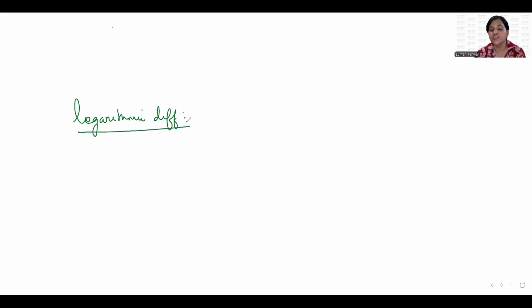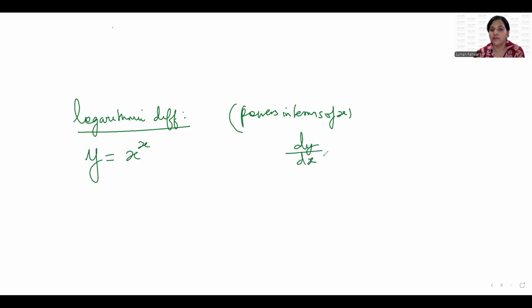Logarithmic differentiation is useful when we have powers in terms of x. What do we mean by that? Suppose we have y equals x power x, and we apply the power rule, x into x power x minus 1.